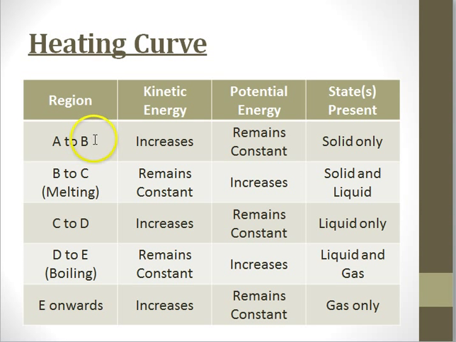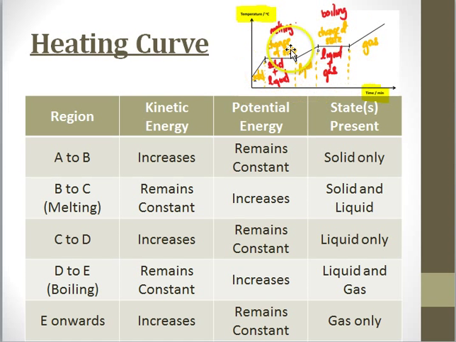So in region A to B, let's try to have them both together. Now, I managed to put a little diagram over here. Region A to B is at this part over here. Let me use a different color to shade here. This is region A to B. At this point, because the temperature is increasing, the kinetic energy increases. As I was saying, KE is related to temperature. So when the temperature changes, the KE changes. When the temperature increases, the KE increases.